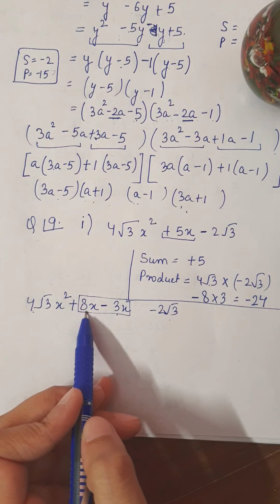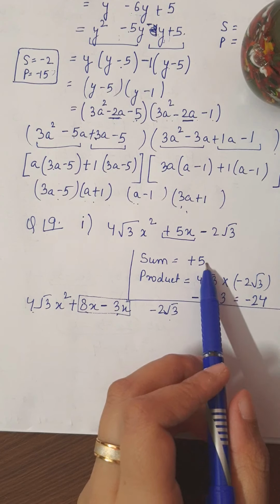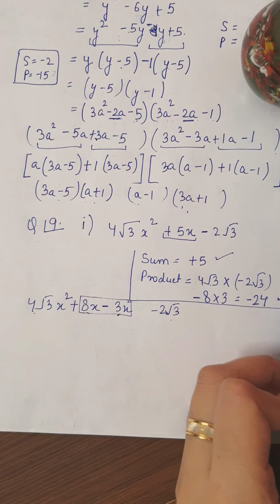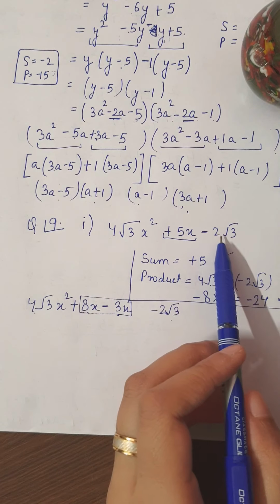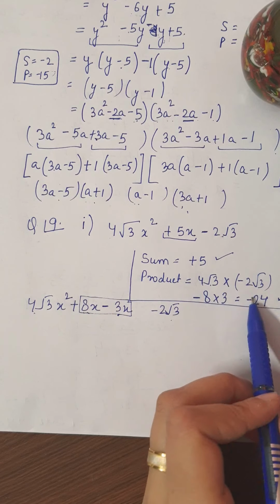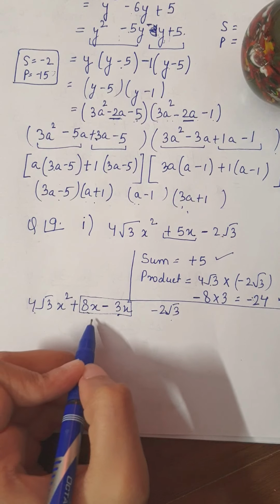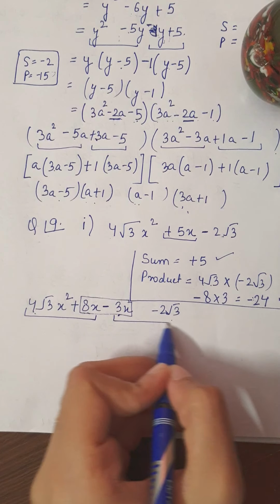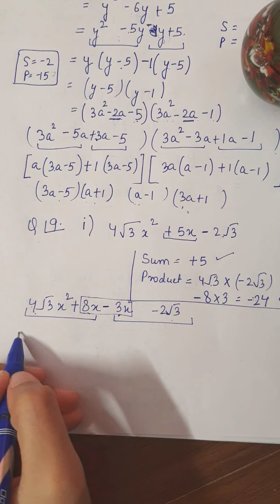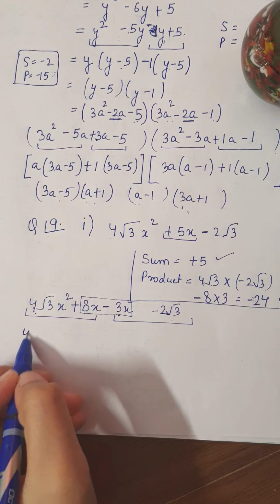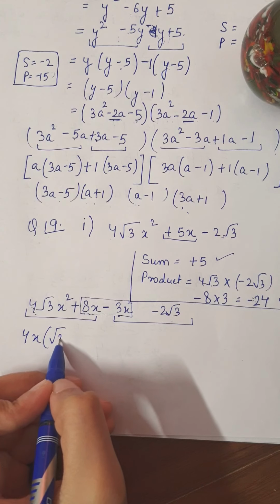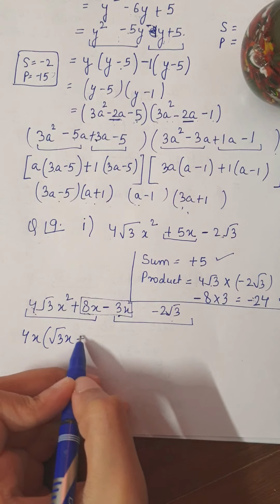The sum is 5x, since 8 minus 3 is 5, correct? And the product is minus 24. So only the roots are making the question difficult, otherwise the question is like the usual one. So now basic grouping. From the first group I can see 4 is common, because 4 and 8, 4 common, x common. So here I am left with root 3 x plus 2.